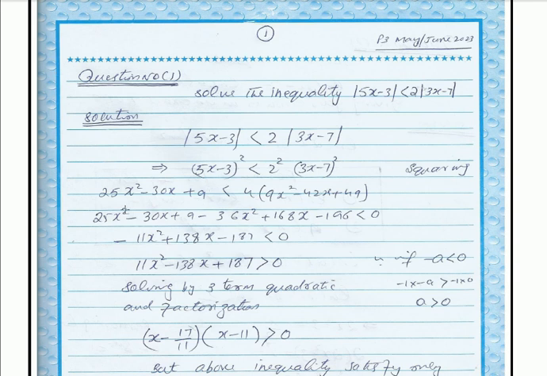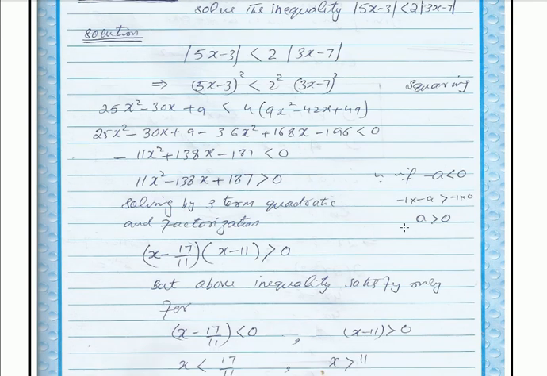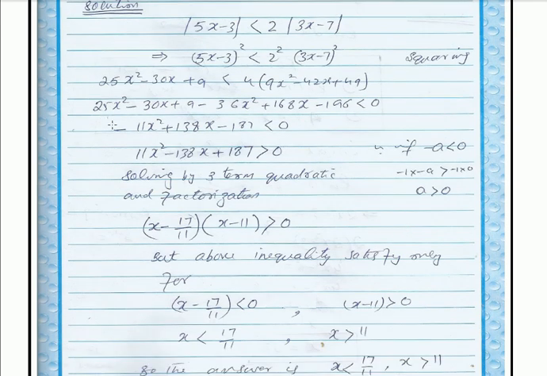After the expansion of the square, we get 25x square minus 30x plus 9 less than 4 into 9x square minus 42x plus 49. After simplification, we get minus 11x square plus 138x minus 87 less than 0.